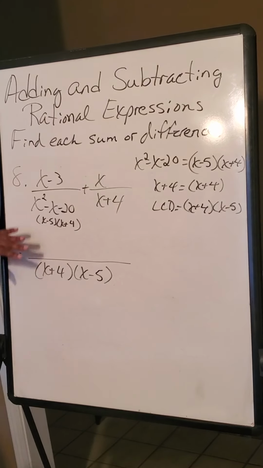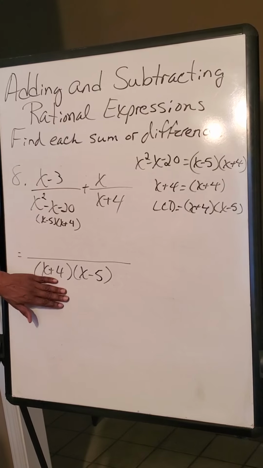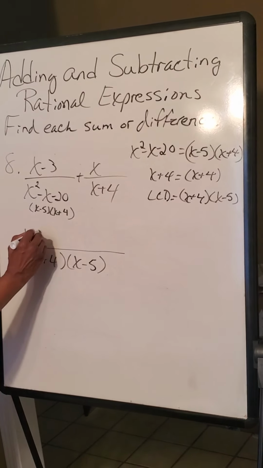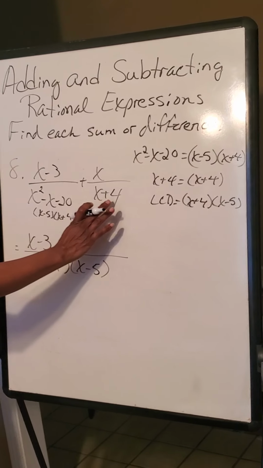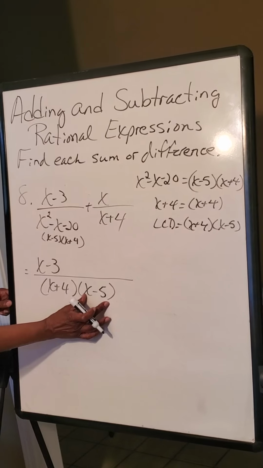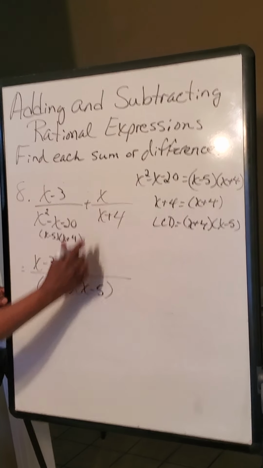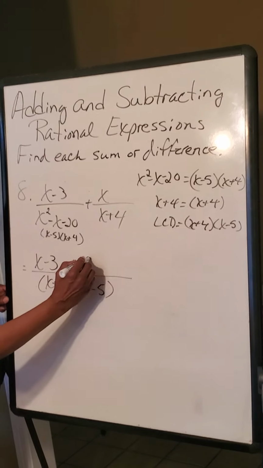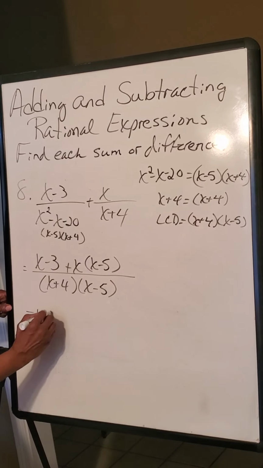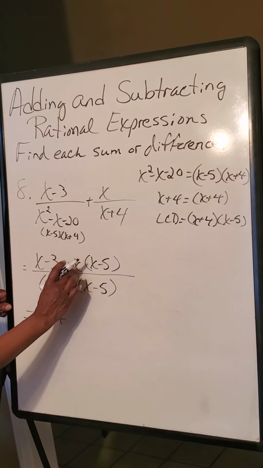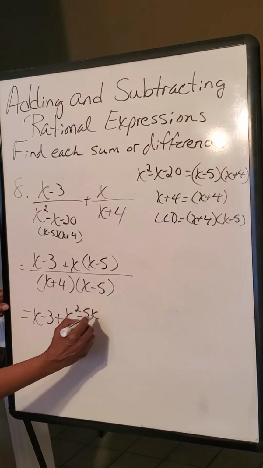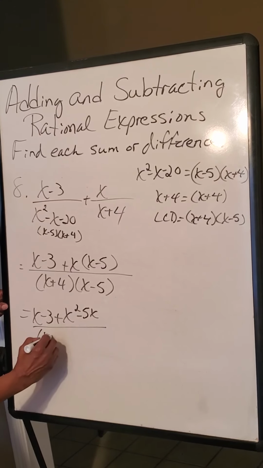Okay, so when I divide this denominator into my LCD, it goes 1 time. So 1 times this numerator will give me x minus 3. When I divide this denominator into this LCD, I'll end up with x minus 5. So I'll take that x minus 5 and multiply it by x. As I simplify, I get x minus 3 plus x times x is x squared. X times a negative 5 is a negative 5x over that denominator.